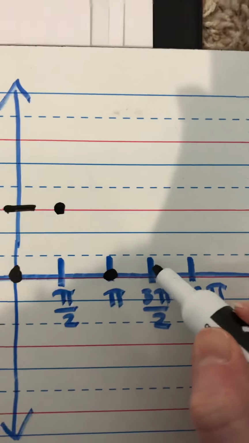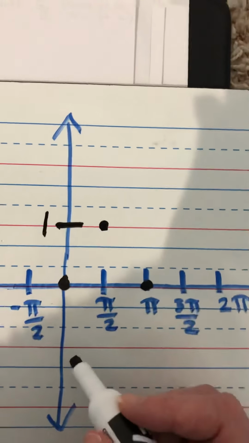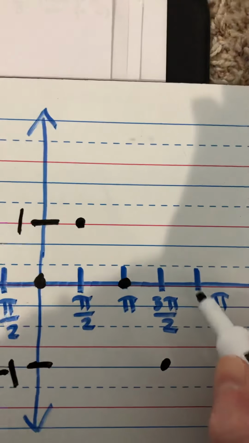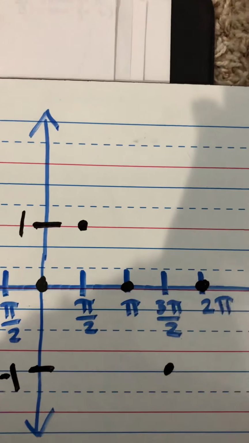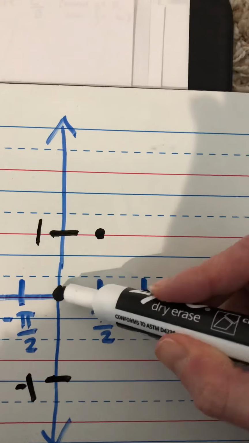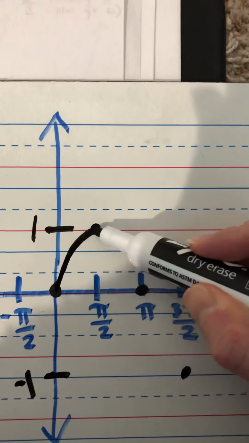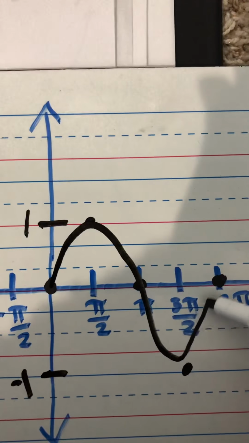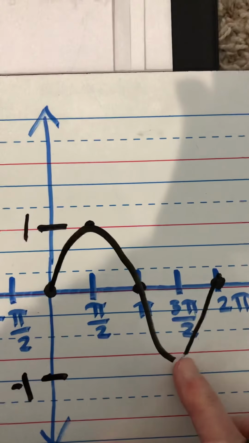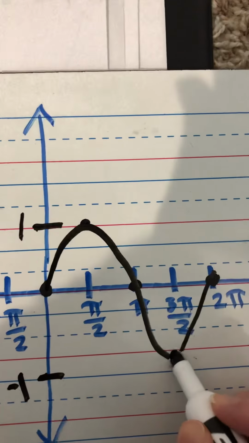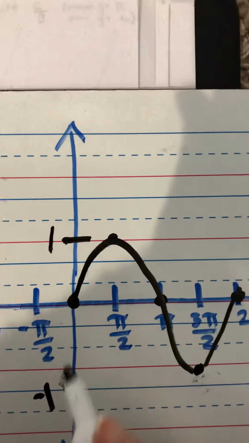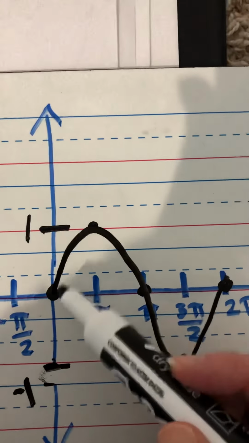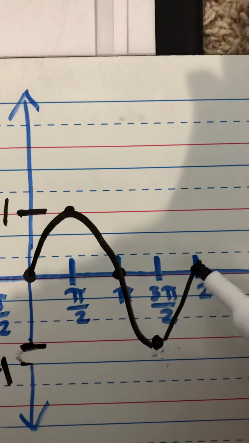So let me plot the points. 3 pi over 2, that was at -1. So that's here. And then 2 pi was at 0. So this is going to be a curve that looks like this. This isn't completely accurate. -1 is probably up a little bit higher. So there's that. So this is 1 complete cycle of sine.